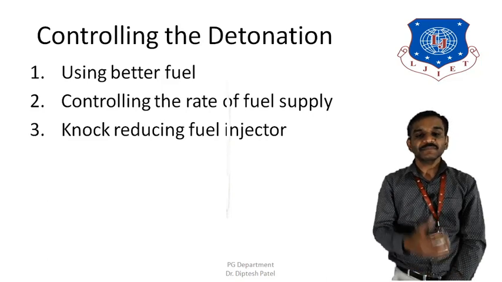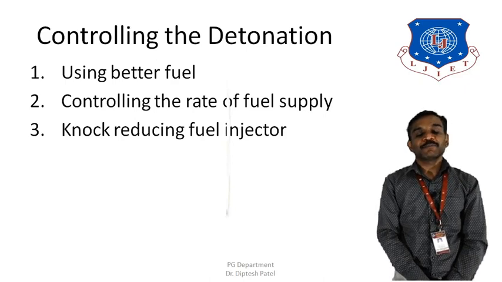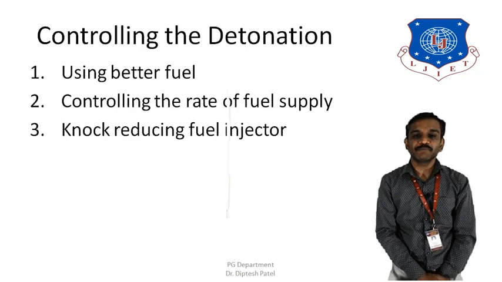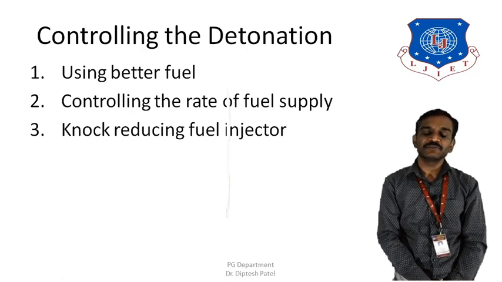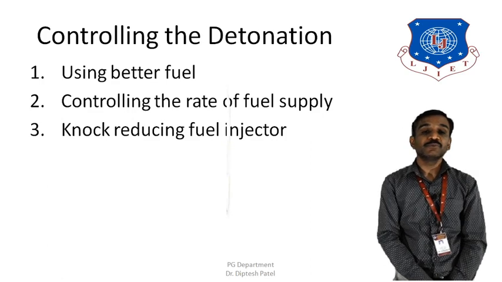You can also use anti-knock additives in the fuel as well, which reduce the chances of knocking and detonation. Then controlling the rate of fuel supply. Now we have understood that detonation occurs because of the accumulation of fuel, and that is due to the delay period. But if we control the rate of fuel supply, then there is less chance of accumulation of fuel in the combustion chamber. And if less fuel is accumulated, then we can reduce the chances of detonation. So we can adopt a fuel injection system in which a lesser amount of fuel is injected at the initial stages, and as soon as the combustion begins, we can inject the remaining amount of fuel into the combustion chamber. So this could be a way to control detonation as well.